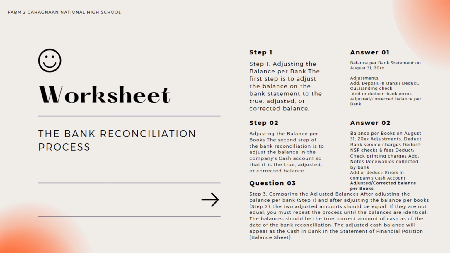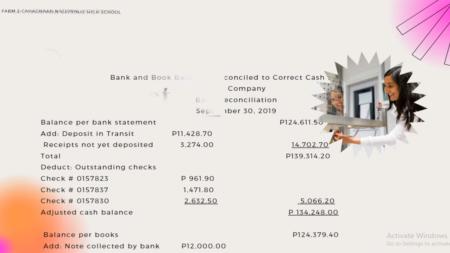or the balance sheet. So recap, we must adjust first the balance per bank and then adjust the balance per book and then compare the balance per bank and the balance per book if they are balanced. If they are not, repeat the process of the bank reconciliation. Okay, this is the sample.